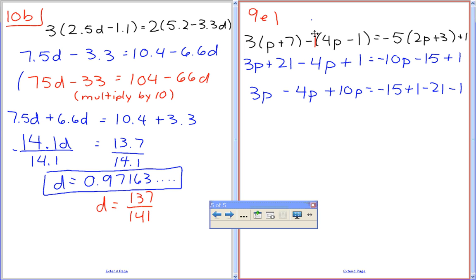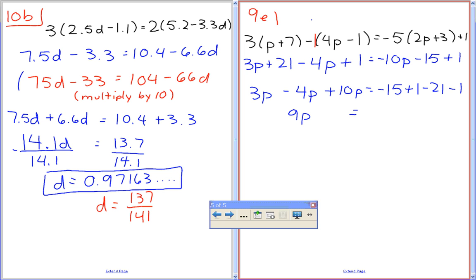What is 3P minus 4P plus 10P equal to? Now, I'll tell you the way I do this in my head. Do you want to know how I do this in my head? I do all the positives first. So I say 3 plus 10 is 13. And then 13 minus 4 is... Okay, so that's how I do it.